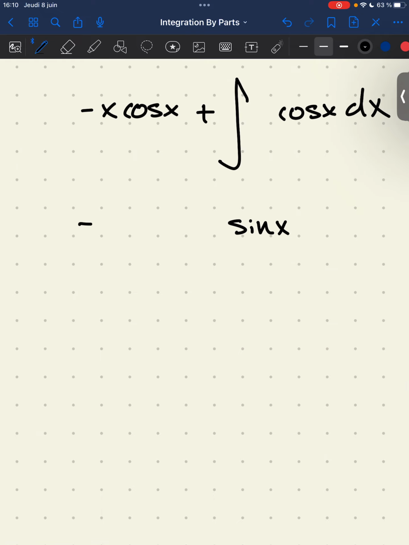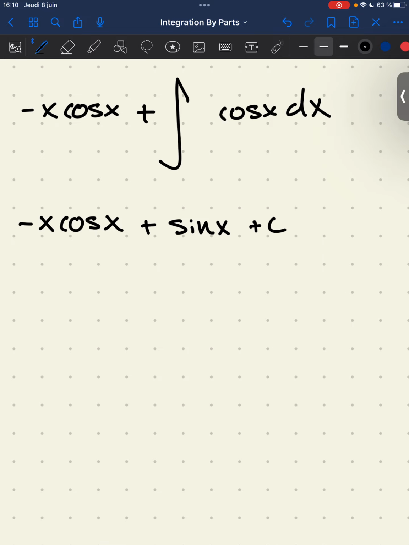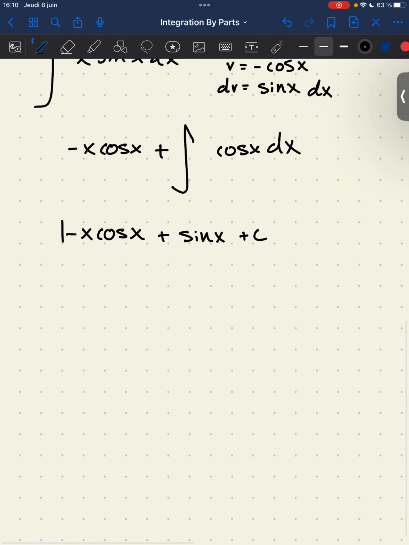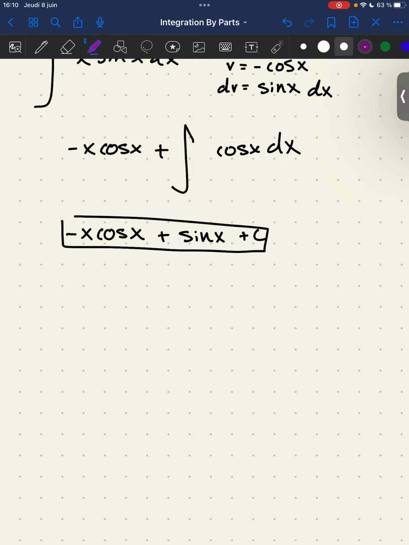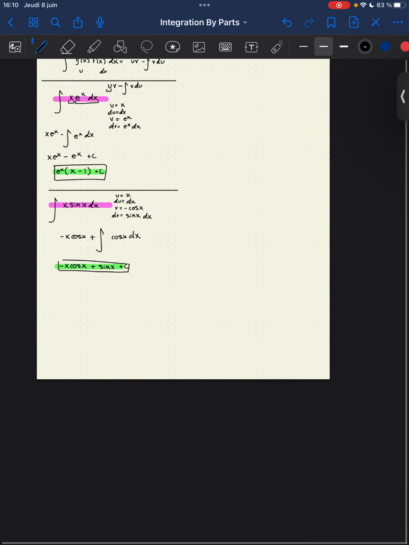Now you just bring this down, negative x cosine x plus sine x, and you can never forget your plus c. And that is your answer. Purple for the question, green for the answer.